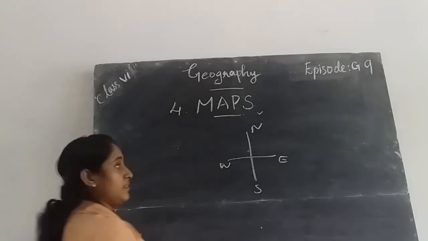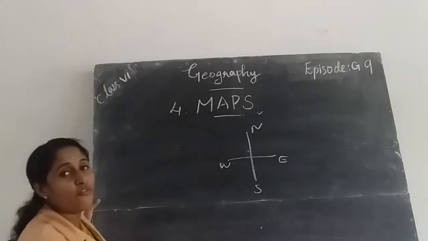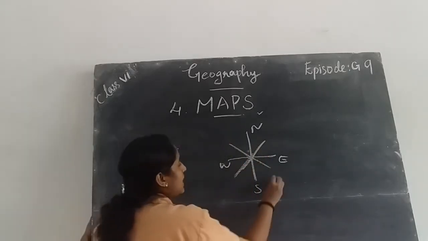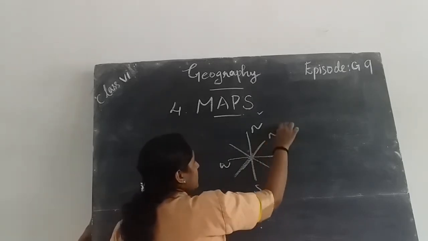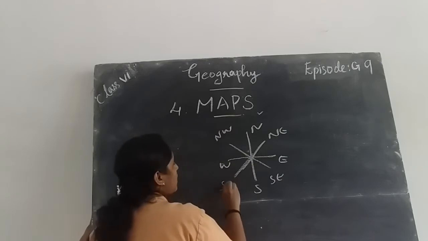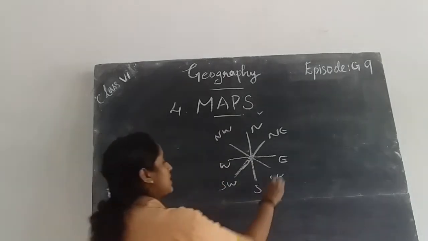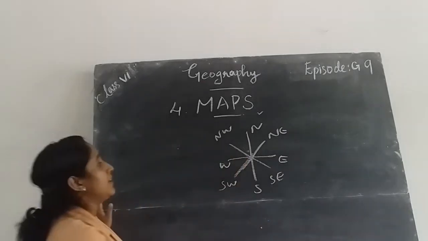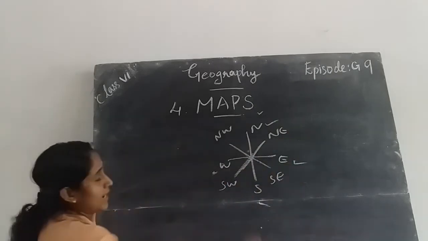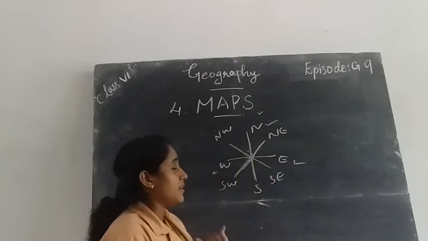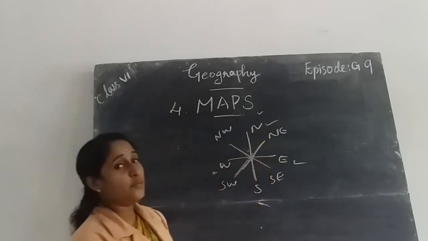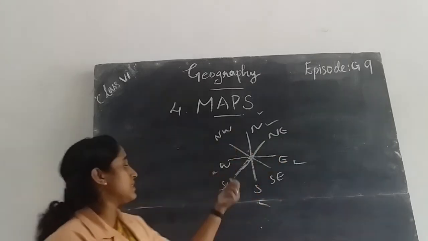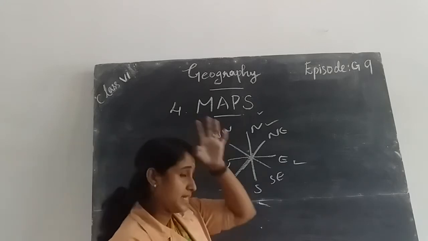And we have another four intermediate directions. Which are they? Southeast, northeast, northwest and southwest. So these are the total directions. The main directions, or cardinal points, are north, south, east, west. And the intermediate directions are southeast, northeast, northwest and southwest.